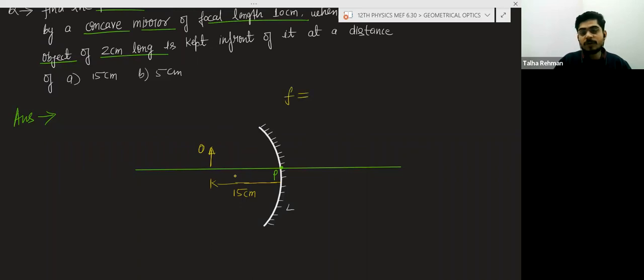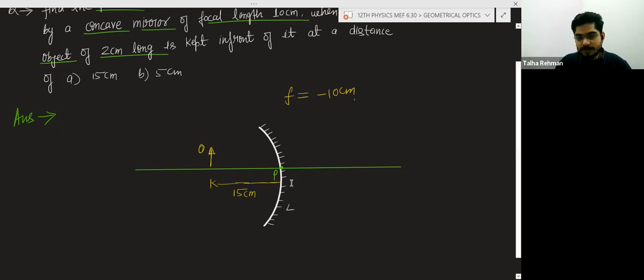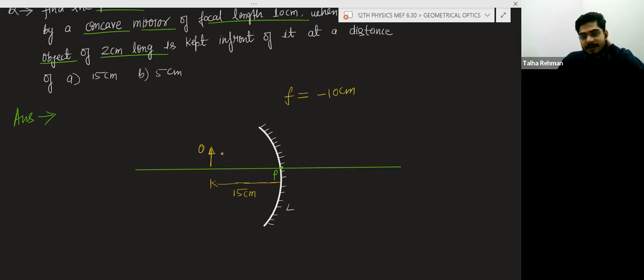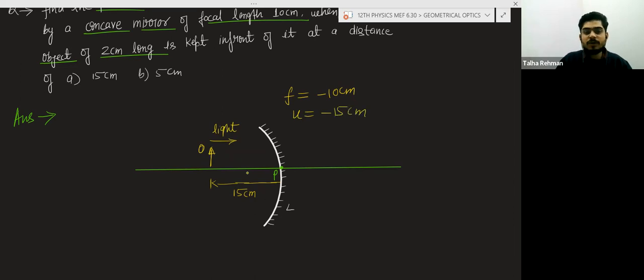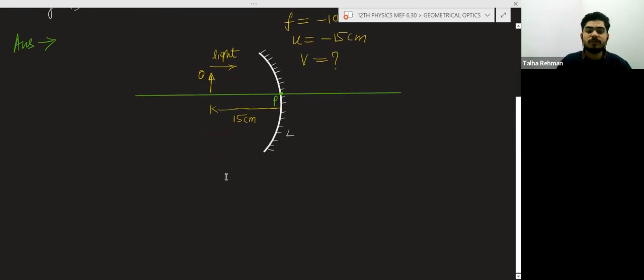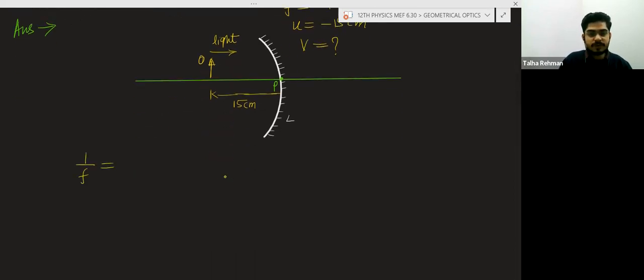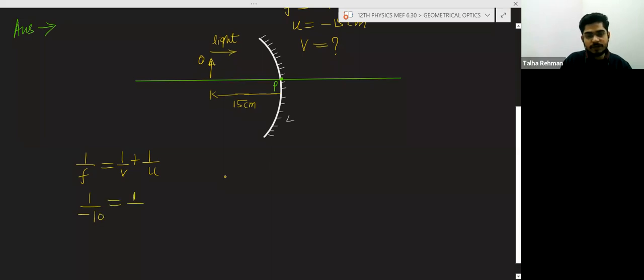We know that the focal length of a concave mirror is negative, so focal length is minus 10 centimeter. Now, the object distance we will measure from the pole, in the direction of the light the object gives. So object distance you will take negative, minus 15 centimeter. Now you can find the image distance with the mirror formula. What is the mirror formula? 1 upon f is equal to 1 upon v plus 1 upon u. 1 upon f, 1 upon minus 10, is equal to 1 upon v.